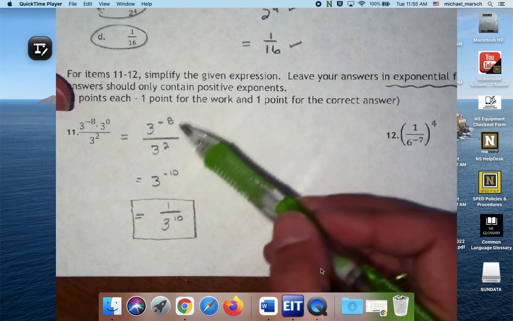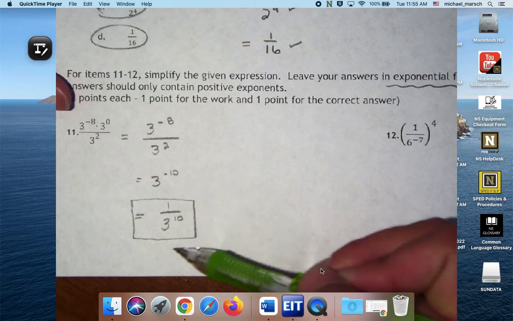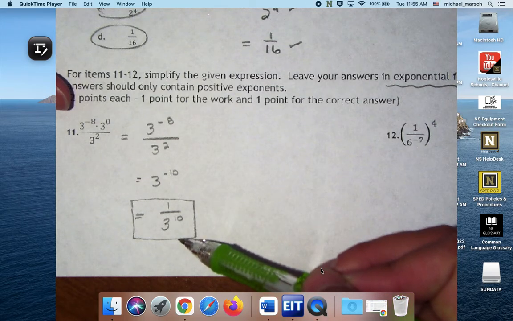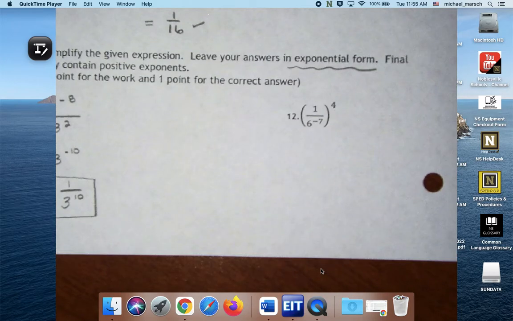Did anybody flip this down to the denominator to begin with and then add the 2 and the 8? You still get the same answer. I always flip last, but some people like to move it around early. You'd still get to 1 over 3 to the 10th. Hannah, how are you doing on this? Good? Okay. All right, so then our last question, number 12.